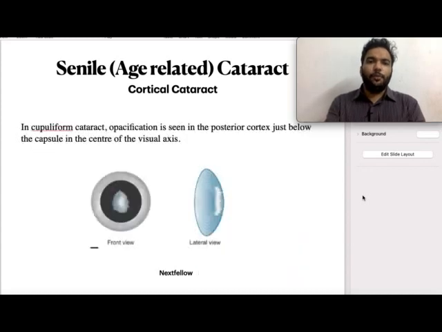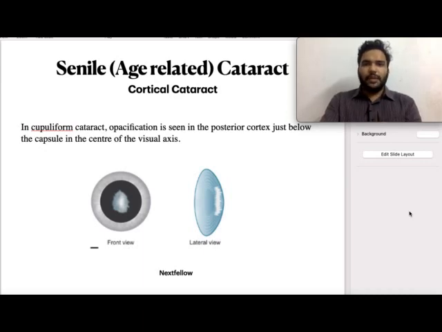And then the cupuliform cataract, it's almost like a subcapsular cataract, but the thing is it's in the cortex. So there is a cup-shaped opacity in the posterior cortex. Just below the capsule in the center of the visual axis, something like posterior subcapsular cataract. Just to have a name, we have it as cupuliform cataract. So they don't ask you much about cupuliform cataract, but posterior subcapsular cataract is one that is very important.